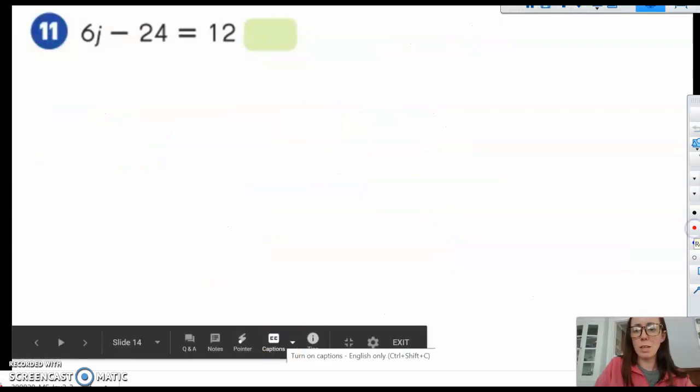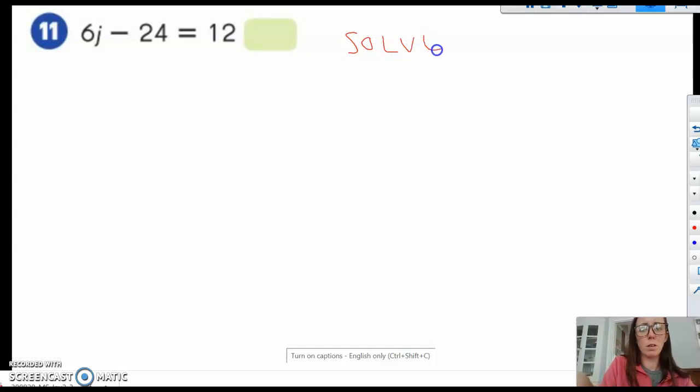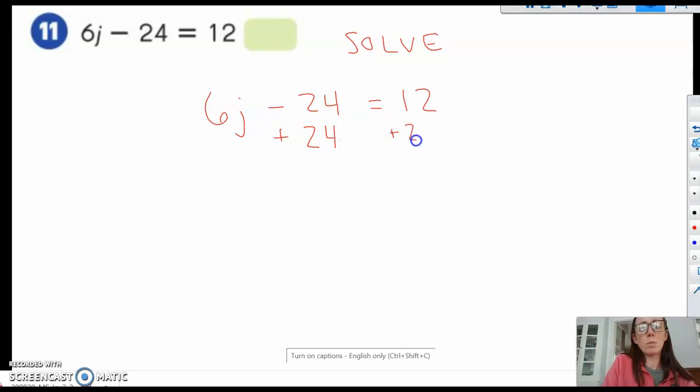Okay, so our next example problem that we are going to solve is 6j minus 24 equals 12. Okay, so I want to get j by itself. So I'm going to go through the same steps. I want to move this minus 24 to the other side so I can get j alone on one side of the equal sign. So the opposite of minus 24 is plus 24. And I'm going to do that to both sides of my equation.